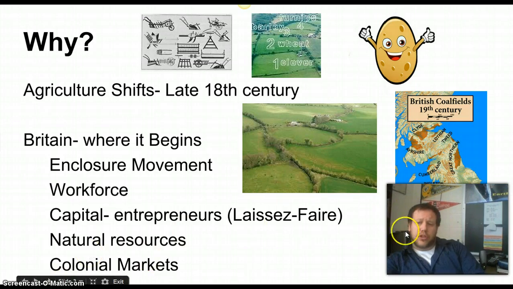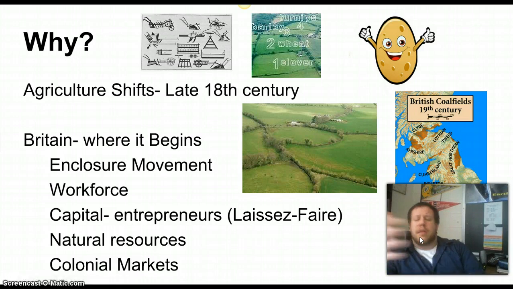The other thing in Britain we have are natural resources. Now, the picture over here shows all the coal fields in Britain. Coal is a huge part of this whole idea here, and with coal they can fuel engines, those kinds of things. There are other natural resources too, like cotton from India and Egypt, different natural resources to make stuff to be sold from factories.